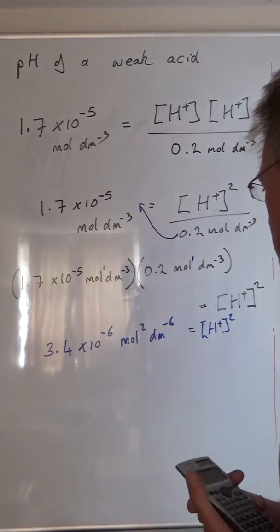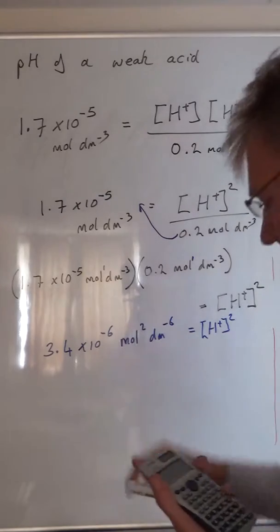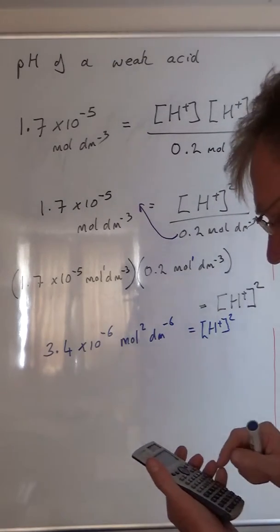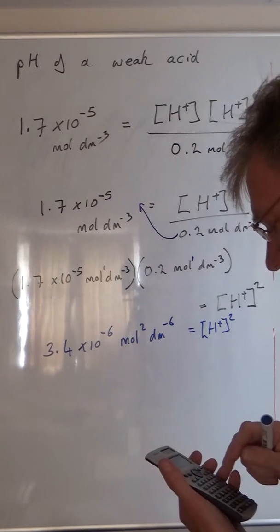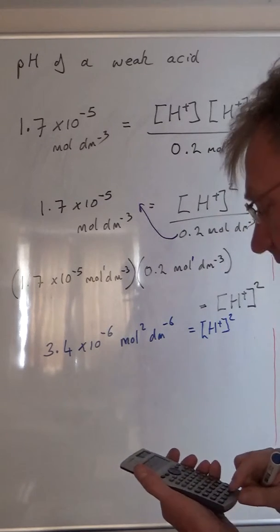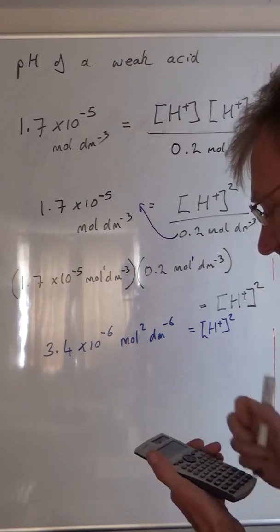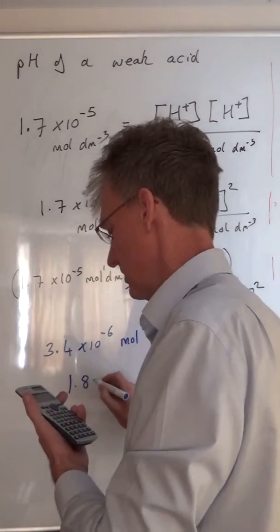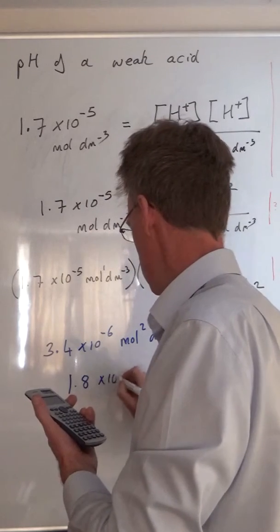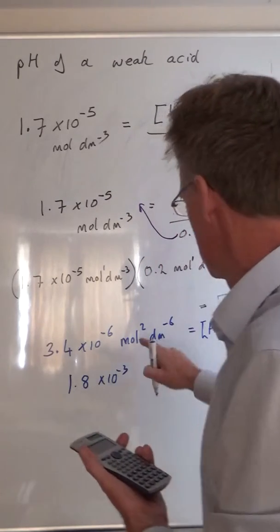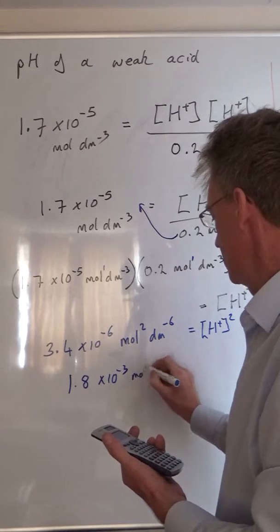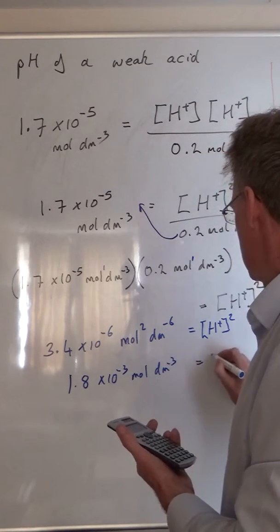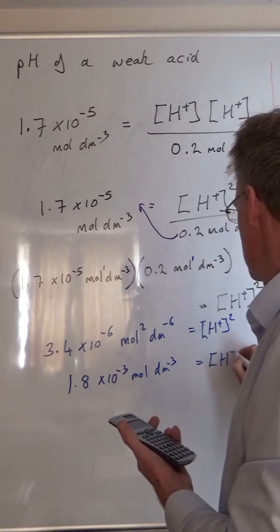squared. So if I take the square root of that, I'll just leave it in the calculator. So if I do the square root of my answer, I get 1.8 times 10 to the minus 3. The square root of that, of course, is just mole, and the square root of that is dm to the minus 3, and that equals the H plus concentration.